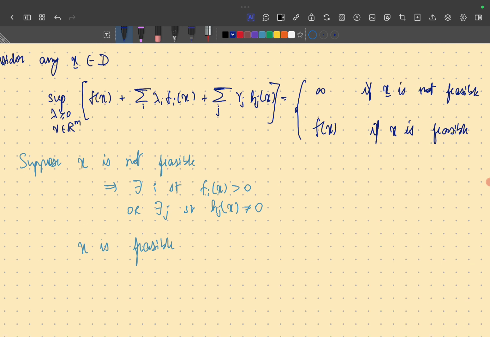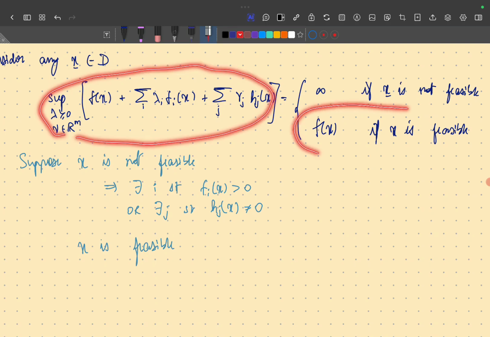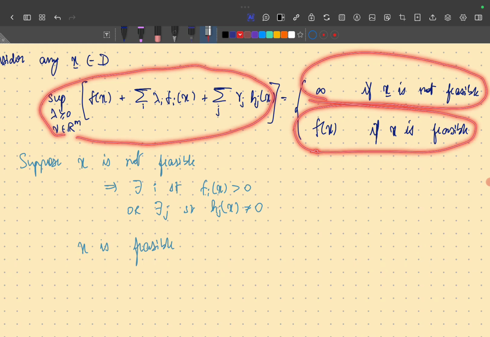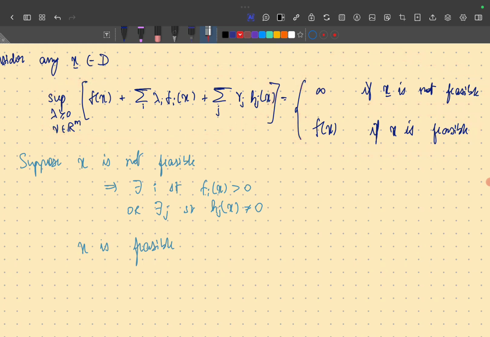Alright, so that's nice, because it means that if I look at this particular function, now this is a function of x, right? The quantity on the left is a function of x because I've taken the supremum with respect to lambda and nu and I've got rid of those. So this function has the behavior that it's equal to f of x for all feasible points and it's equal to infinity for all points that are not feasible.